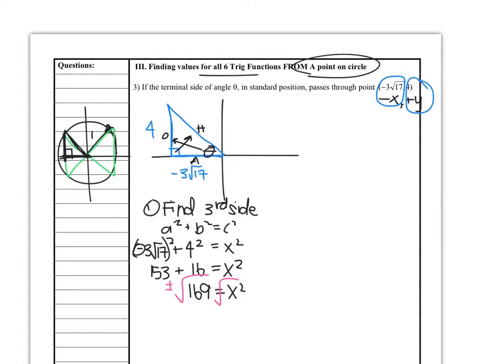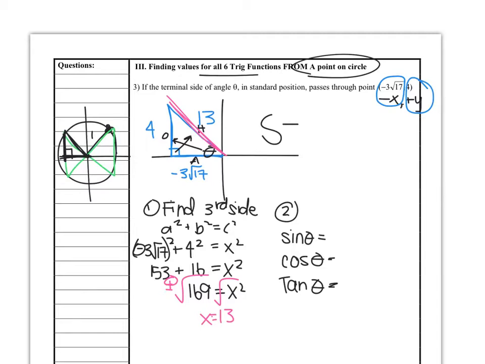Now let me tell you that the hypotenuse is never negative. All right, it's a diagonal, so we're going to consider it as always positive, so that means x is +13. So I'm going to place that on the hypotenuse side. And then we're going to list all 6 trig functions. So we have sine theta, cosine theta, TOA, tangent theta.